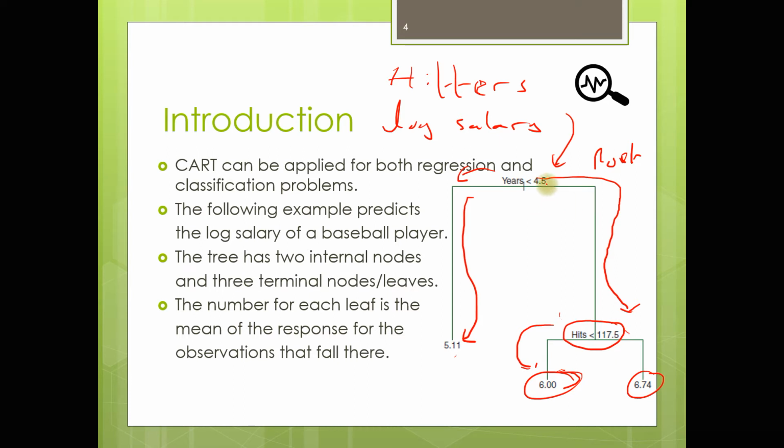If the baseball player has spent 4.5 years or more in major leagues and the number of hits that he has done is greater than or equal to 117.5, his predicted log salary will be 6.74, which quite makes sense. All right, in this example, the more the number of hits, the higher the number of years in major league, obviously, the higher the salary.